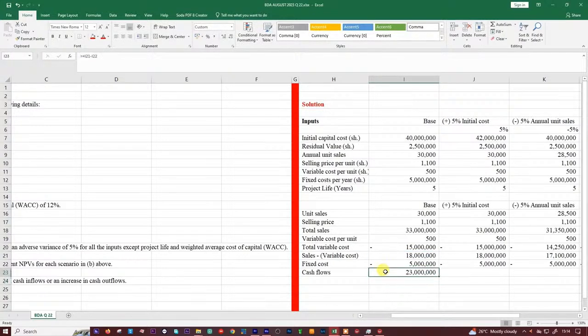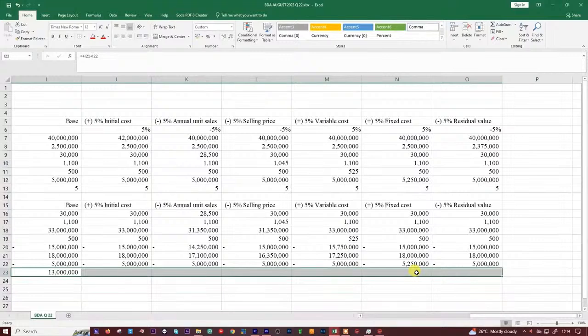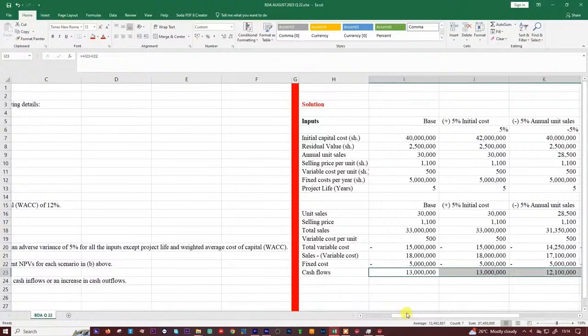Or we add. Why I'm adding is because we're going to subtract. Please note, so we're going to add. If I subtract, it's going to be 18 minus minus, which comes to plus. So you should be able to just add it right there. So we get 13 million. Control R, move towards the right. And those are the cash flows.